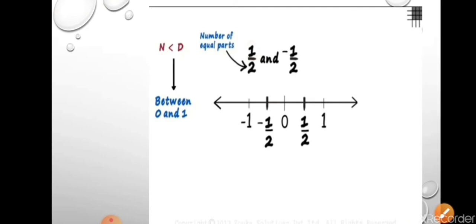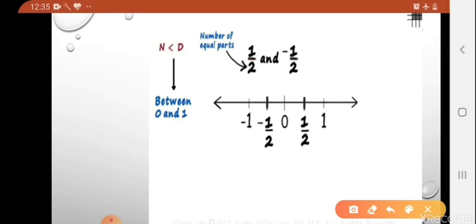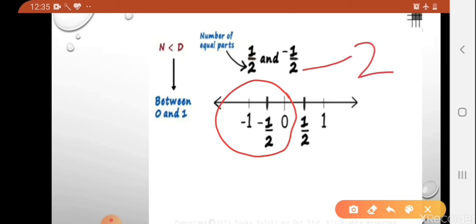Next, same way, minus 1 upon 2. Minus 1 upon 2 will lie on the left hand side of the number line. So it will lie here. Again, same way, what is the denominator? The denominator is 2. So in between 0 and 1, you will divide it into two equal parts. Here it will be 1, here it will be 0, here it will be 1, and here it will be 2. Minus 1, minus 2. So here it will be minus 1 upon 2.